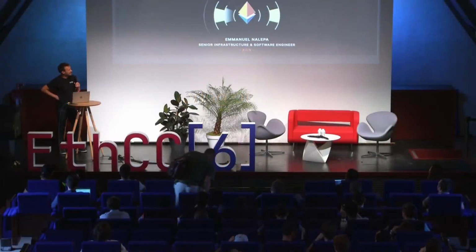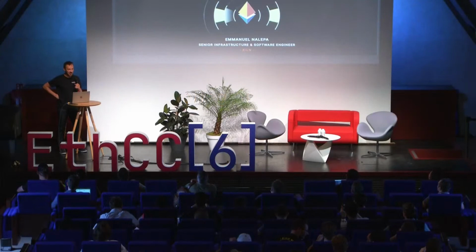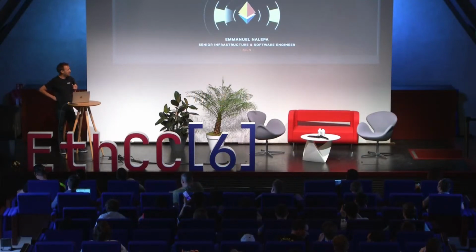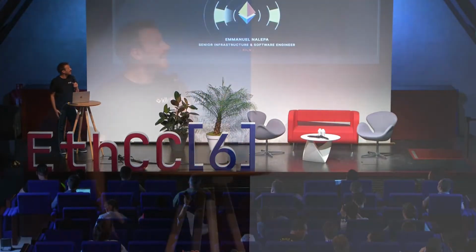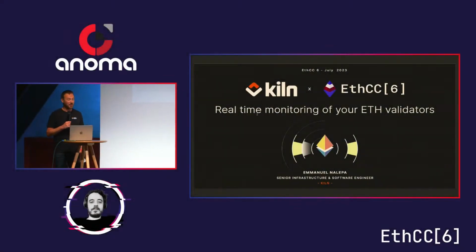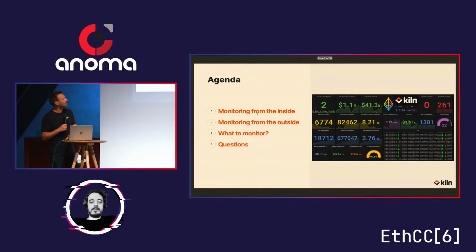So Kiln is a staking company. We are running nodes for Lido, Ledger and other customers. And currently we are talking about real-time monitoring of your Ethereum validator. When you are a node operator or even when you are a solo staker, it's really important that you are alerted when you miss a block or when you miss an attestation, and that in real time. And we are going to talk about it today.